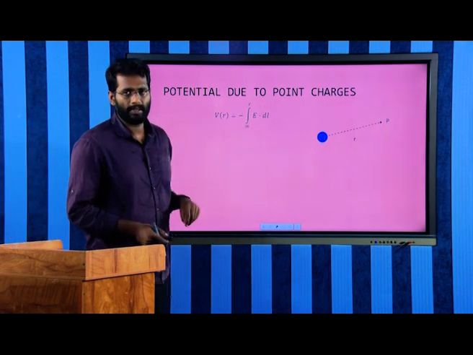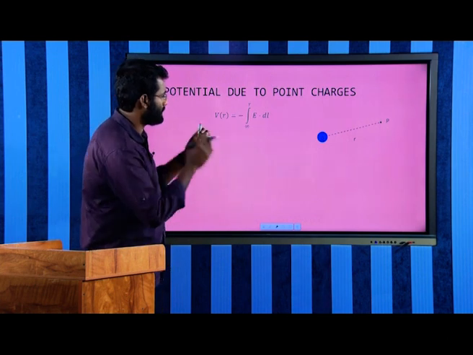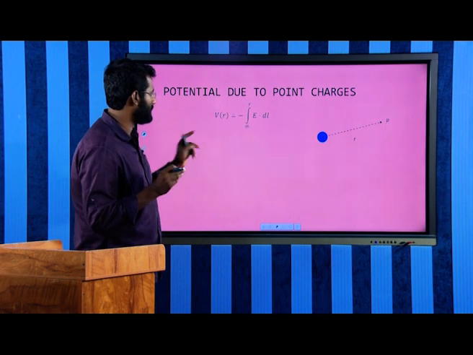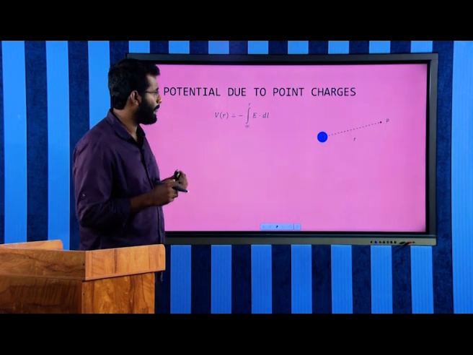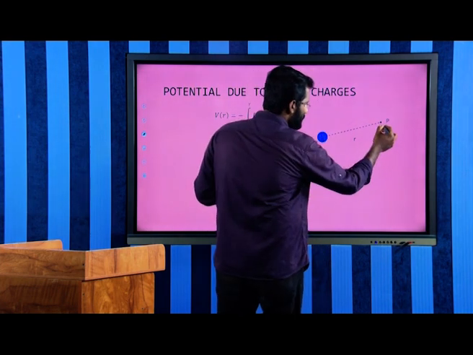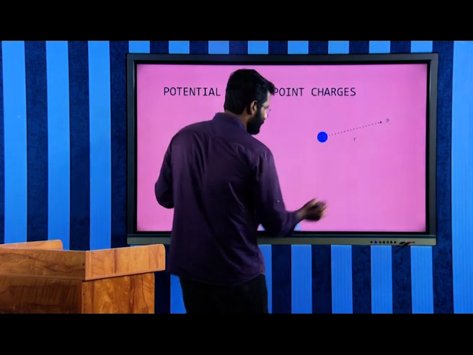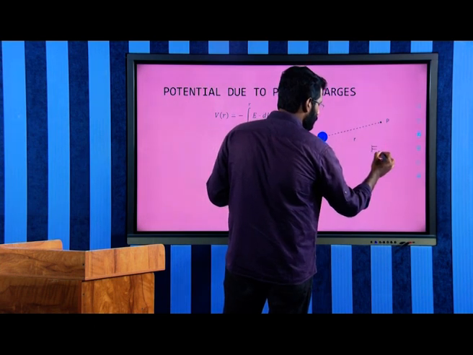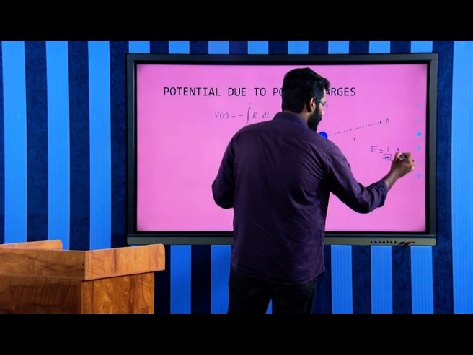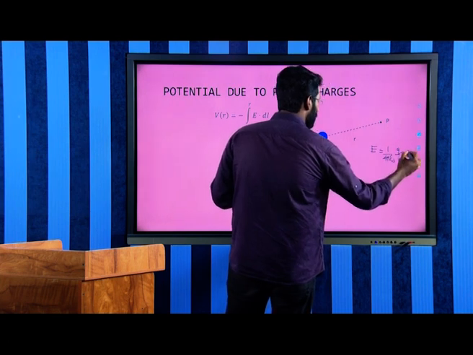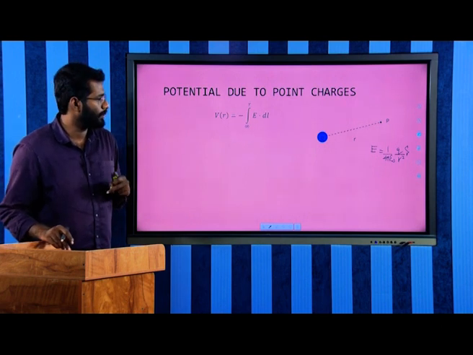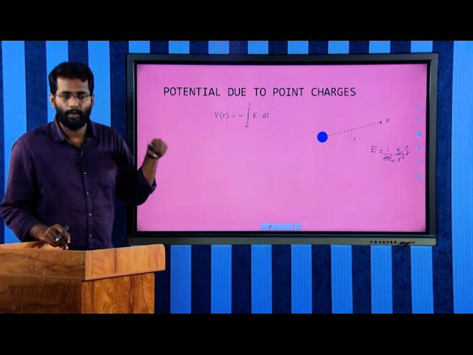Now we have to evaluate it. So let's evaluate for a single charge. Now we know what the value is for a single charge, that is you have E here. At a distance r from a charge, at this point what is the value of electric field? We know that E is equal to 1 by 4 pi epsilon 0 q by r square into r cap. That is the direction, and 1 by 4 pi epsilon 0 q by r square into r cap is the value of electric field.